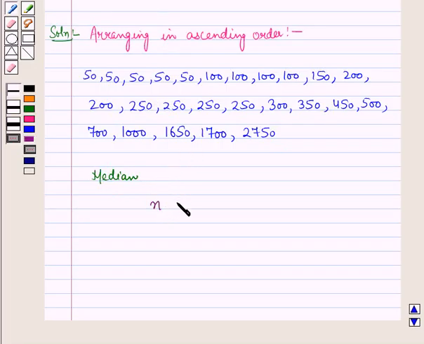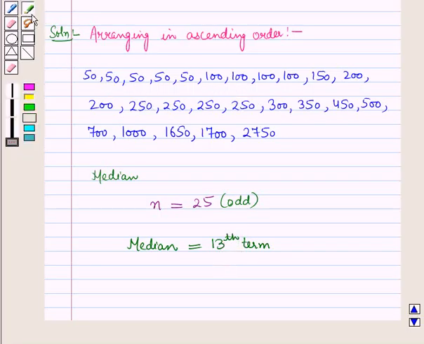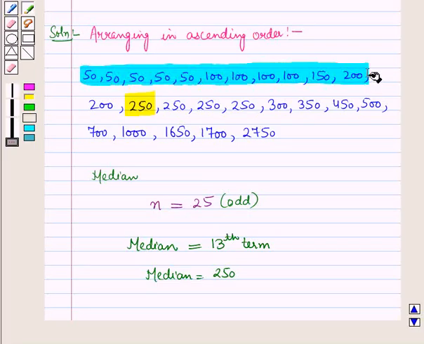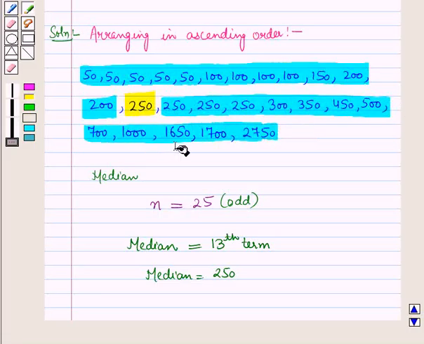Now first of all, let us find the median for this given data. Here, the number of terms, that is n, is equal to 25, which is odd. So the median is the middle value, which is equal to the 13th term of the given data. Now here you can see that 250 is the 13th term of this data, so the median is equal to 250. Now 12 items lie below the median, and 12 items lie above the median.